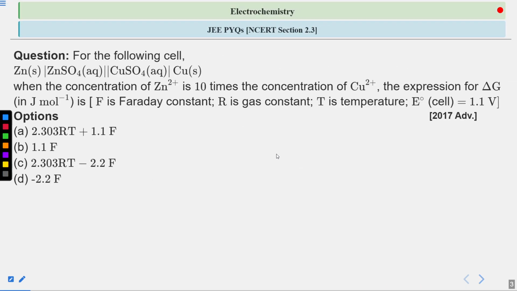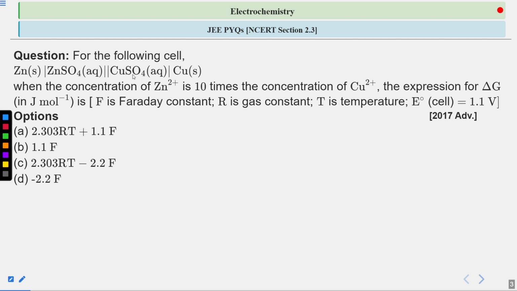So let's begin with our first question, which is a JEE PYQ, and it is covering the NCERT section 2.3 from the chapter Electrochemistry in the NCERT textbook. The question is saying that for the following cell, we have been given a representation of a cell, which is a zinc sulfate and copper sulfate cell. So zinc sulfate, salt bridge, copper sulfate, copper. This double line represents the salt bridge present in the cell.